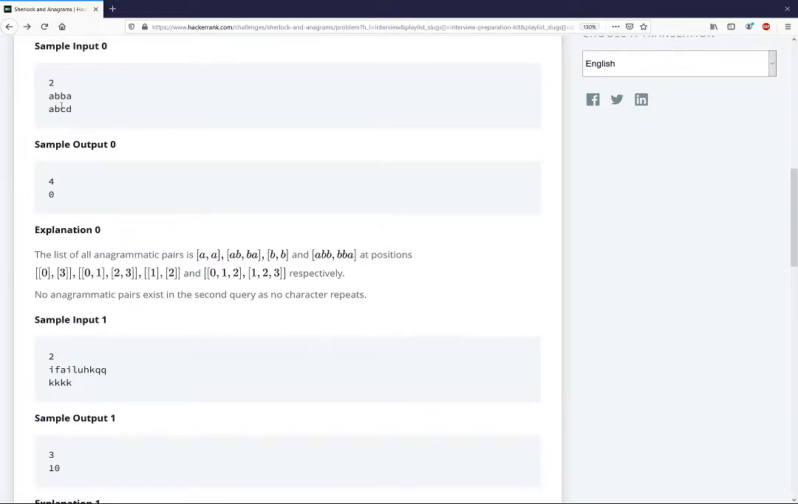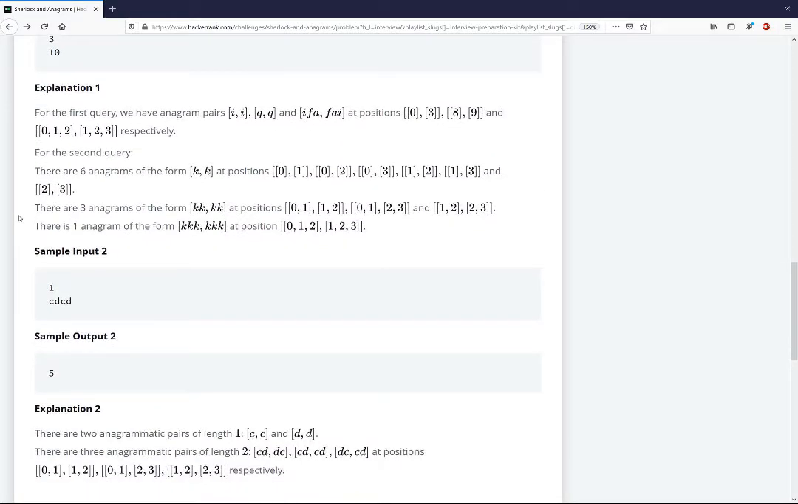Oh, well, here's a good example of this. So in ABBA, if you're talking about all substrings, you could make a substring of letters 1, 2, and 4. And you could make a substring of letters 1, 3, and 4. And both of these substrings contain the letter A twice and the letter B once. And so these are anagrams of each other. However, this is not included in the list of anagrammatic pairs because these substrings are not connected.